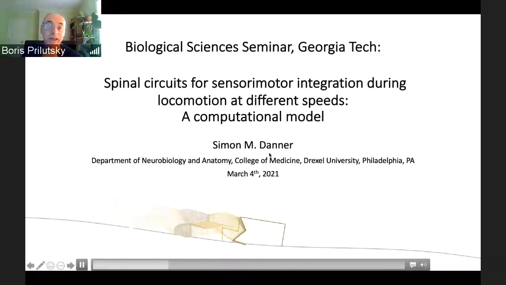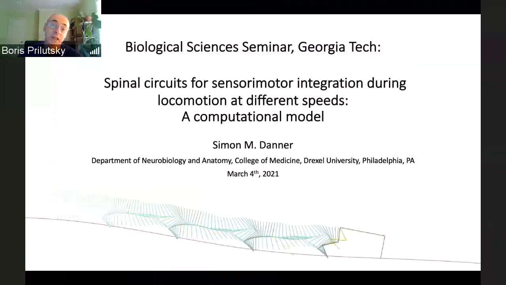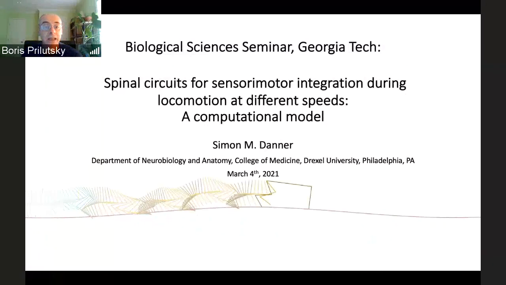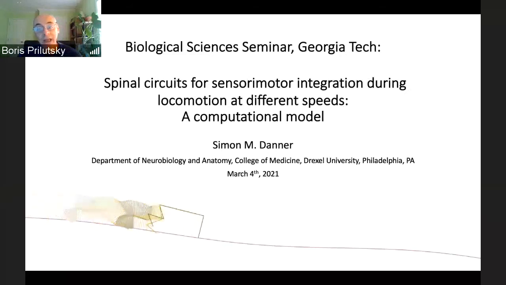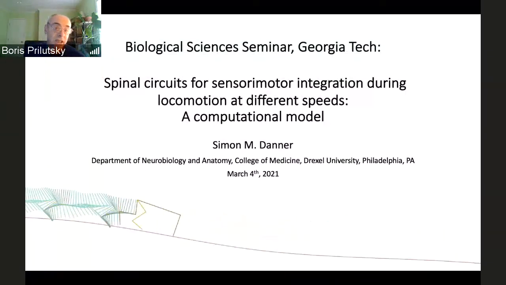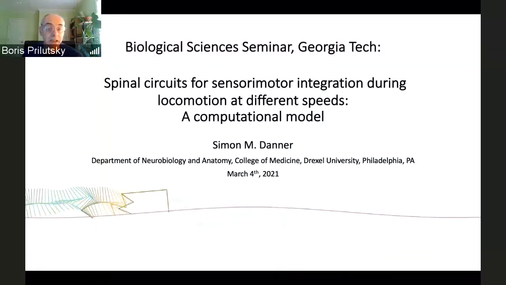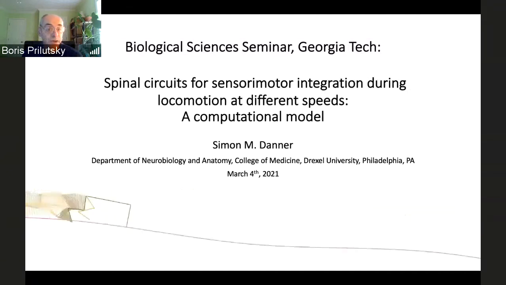He is an assistant professor in the Department of Neurobiology and Anatomy at the Drexel University School of Medicine. He received his bachelor's and master's degrees in medicine and computer science from Vienna University of Technology, and a PhD degree in engineering sciences from the same university. Simon did his postdoctoral training in clinical neurophysiology and computational neuroscience at the Medical University of Vienna and then at Drexel University. His graduate and postdoctoral advisors were Frank Rattay, Karen Minassian, Milan Dimitrijevic, and Ilya Rybak.